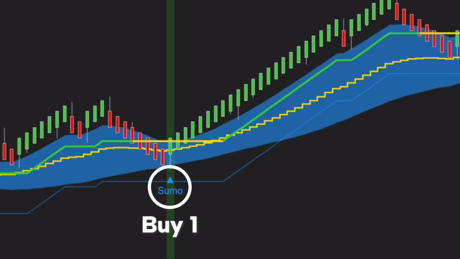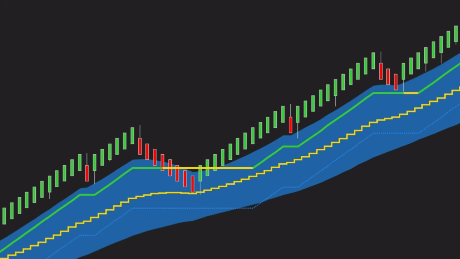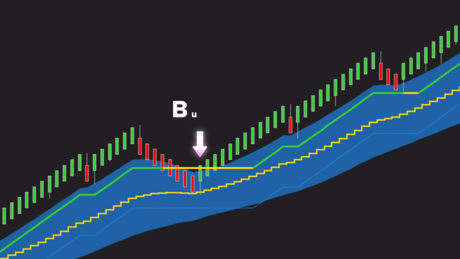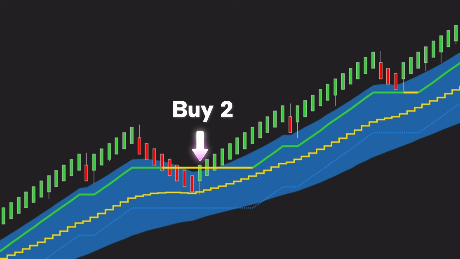Scenario 2. We enter a buy trade when a reversal candle forms, breaking above both the trend end vector and the fair value plot. This signals that the pullback phase is likely over, and the market is resuming its bullish trend. These two scenarios give us flexibility, allowing either early entries or more conservative entries with stronger confirmation.